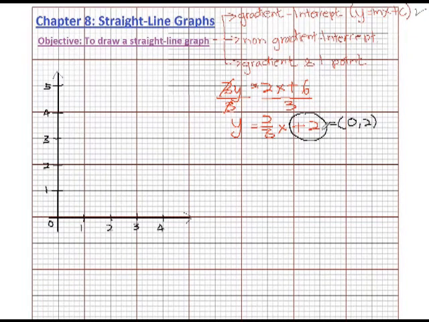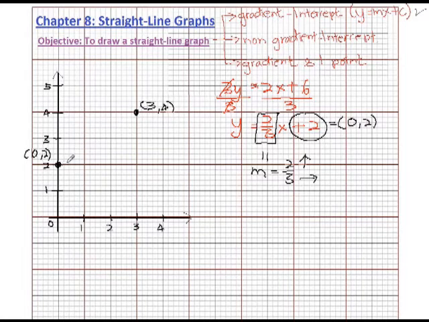Let's plot the y-intercept as our first point, 0 and 2. This is 0 and 2. And also from the coefficient of x, we can figure out the gradient, which is equal to 2 over 3. This also means that we need to rise 2 units and move to the right for 3 units. So from the first point, we rise 2 units, 1 and 2, and move 3 units to the right, 1, 2 and 3. So this is our second point with the coordinate of 3 and 4.